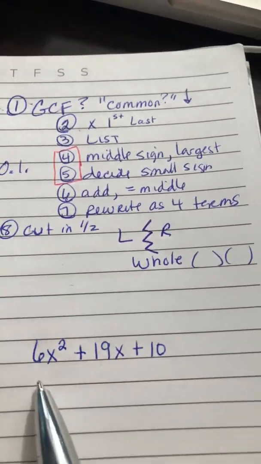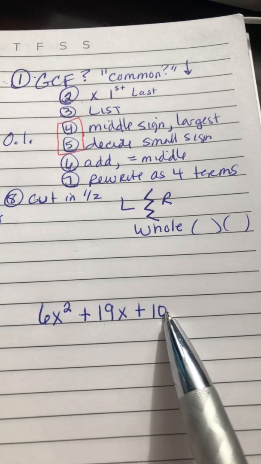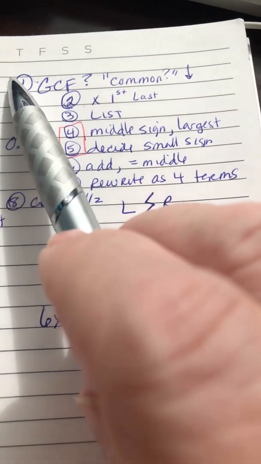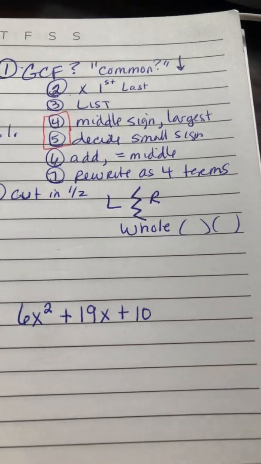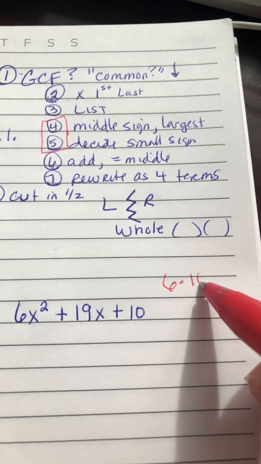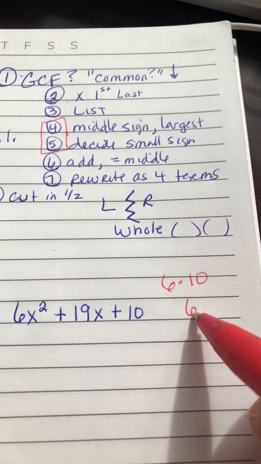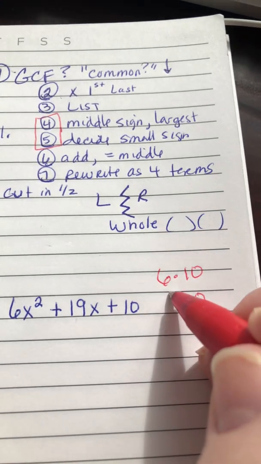So we're going to start with step 1. Is there anything common to all 3 terms? And I don't see anything in common to all 3 terms, so step 1 is done. Step 2, multiply the first and last digits. So it's going to be a positive 6 times a positive 10. So 60 is the number that we get for step 2, and it's a positive.